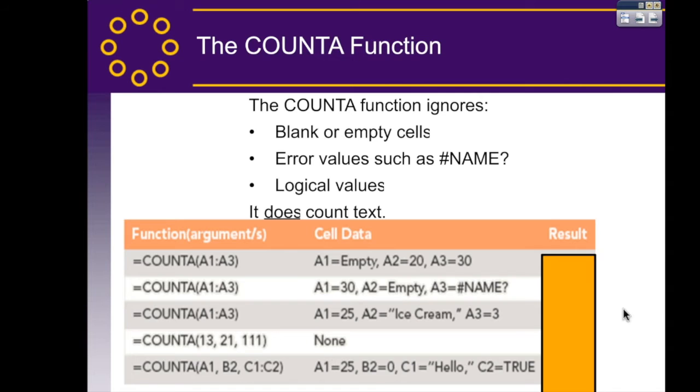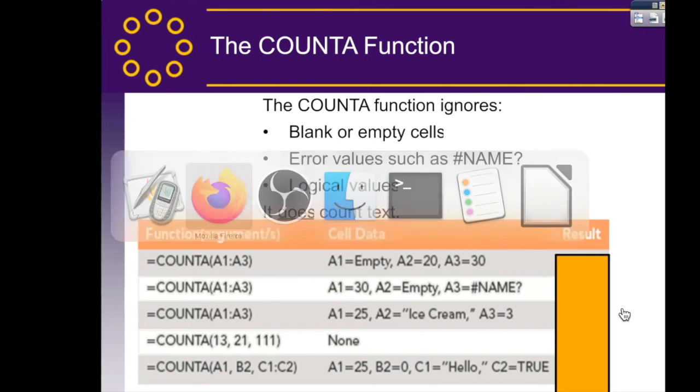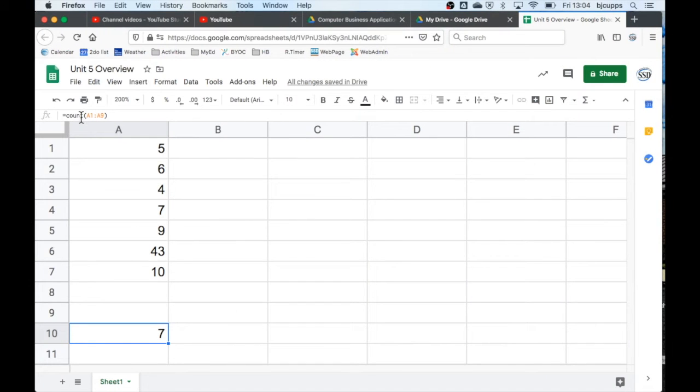Let's see what count A does. As I remember, this might be really different between Excel and Sheets. Let's see what happens. I'm going to double click to edit the formula I already typed, okay? And I'm just going to say count A and see what happens. 7. Okay, so it looks like it's doing the same thing as count so far. But what if I type a label? Okay, so it's also going to count letters.